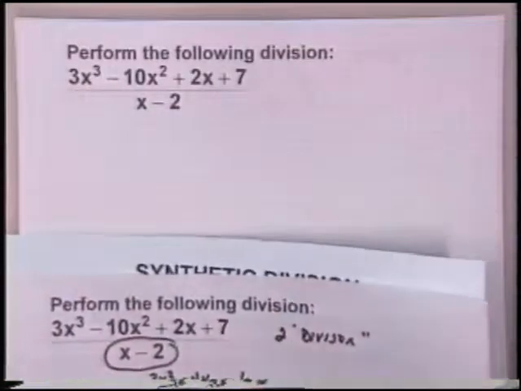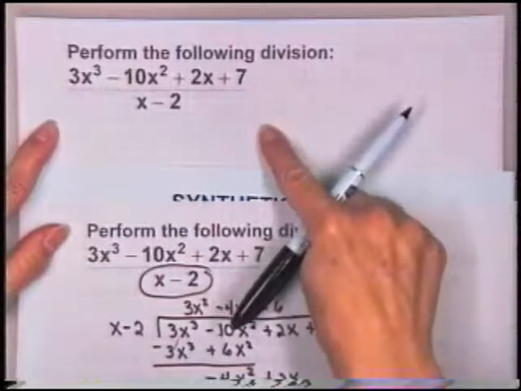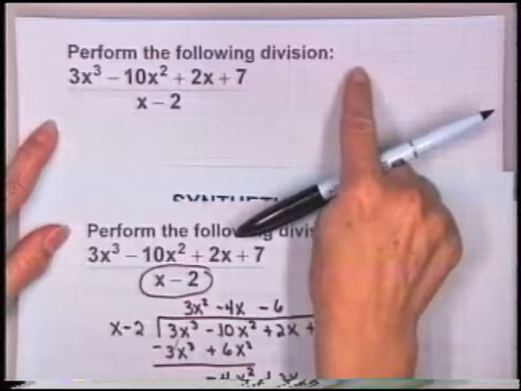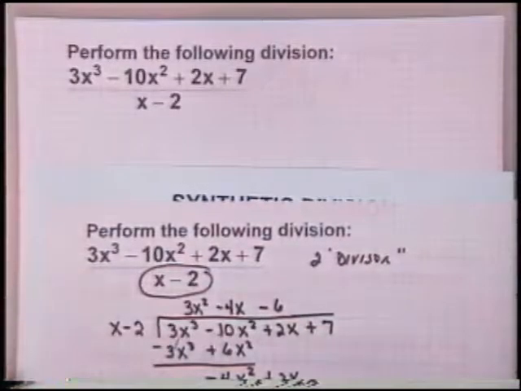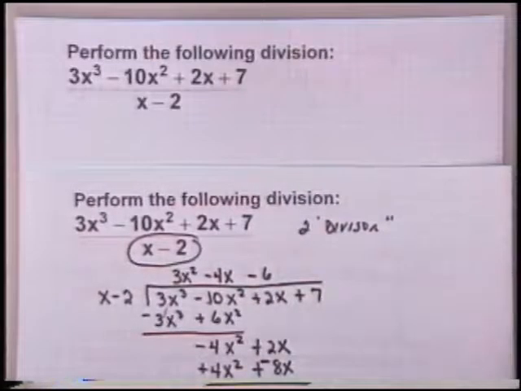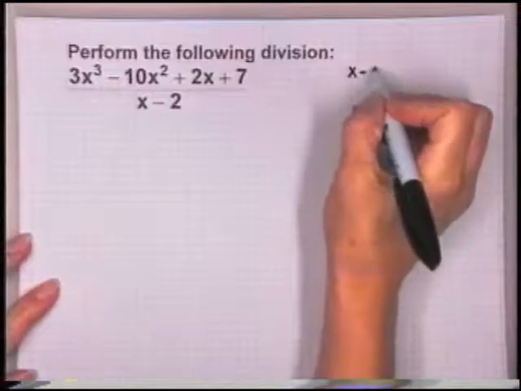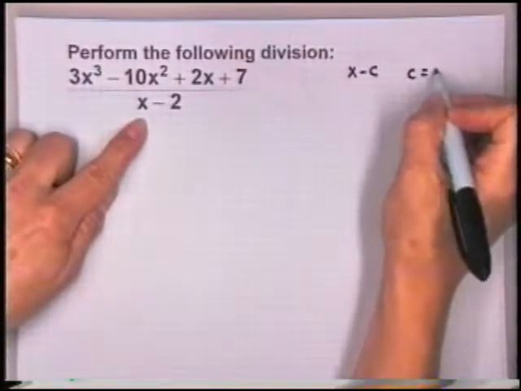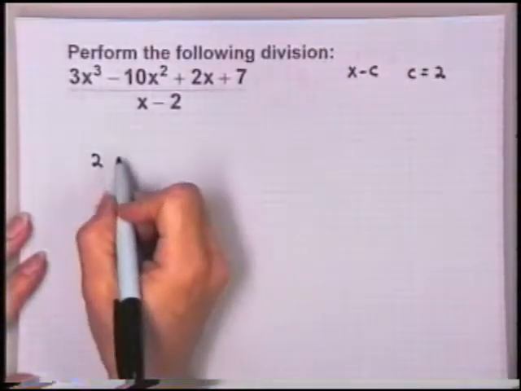Now I have the same problem that we did just a while ago with this long division. You'll notice it's exactly the same problem. I'm asking you again to perform the division, but we're going to do it by this synthetic division process, and I'll show you how to do that very quickly and then how to read off the same answer and the same remainder that we have. Okay, I want us to think again, x minus c. In our problem, we have an x minus c where c is 2. Okay, so we're going to make 2 the divisor.